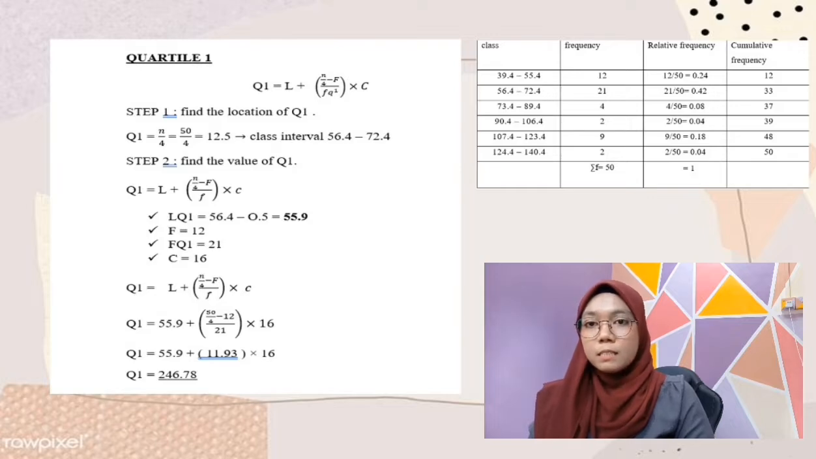Step 1 is find the location of Q1. So Q1 equals N divided by 4, so N equals 50 divided by 4. The total is 12.5. Step 2 is find the value of Q1.